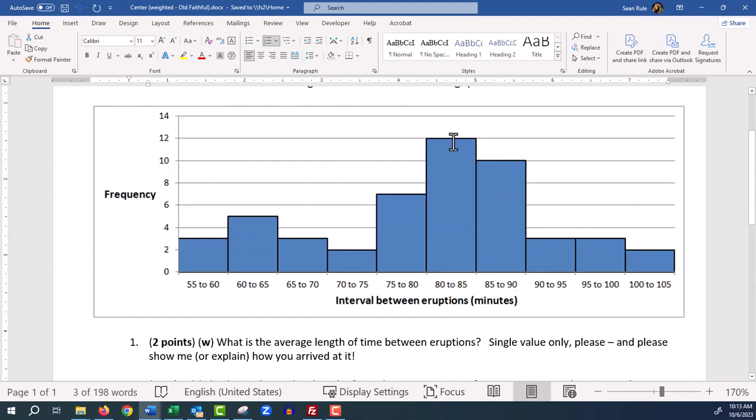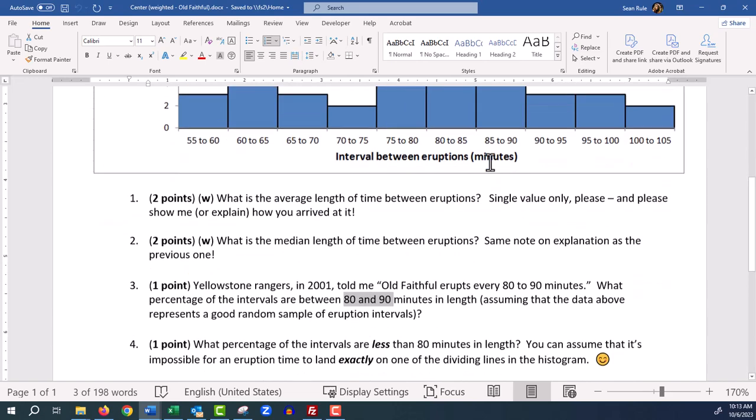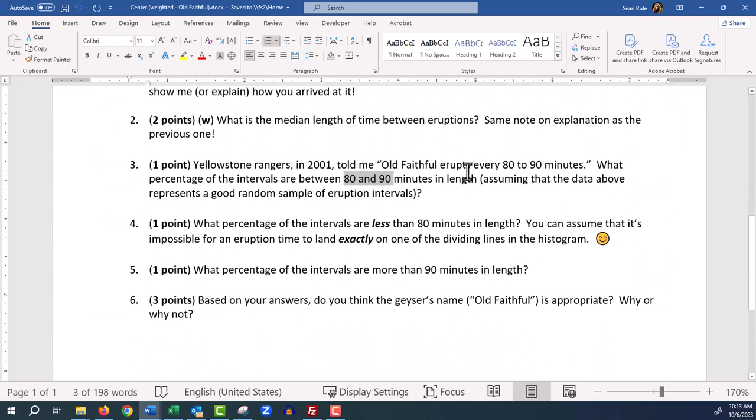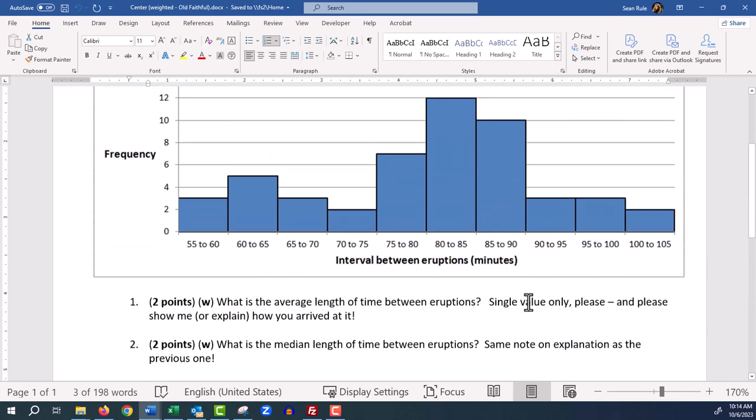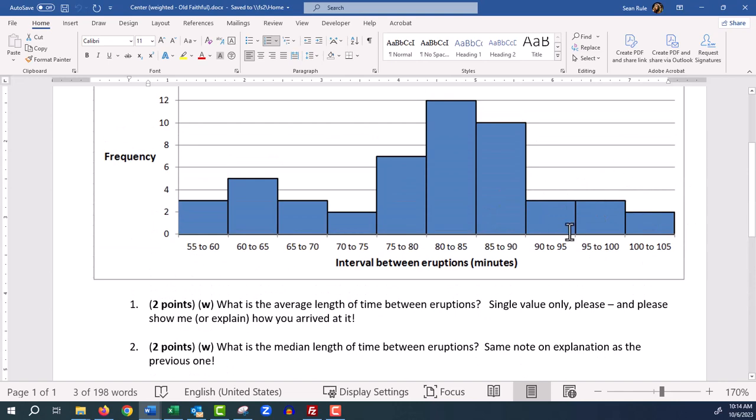80 to 90, 12 of them plus 10 more. That's 22 out of 40. No, I just lied to you. 22 out of 50, which is 44%. So 44% are between 80 and 90. What percent are less than 80 minutes? That would be all of these. So that's 7 plus 2 is 9, plus 3 is 12, plus 5 is 17, plus 3 is 20. So 20 out of 50, that's 40%. So 40% is here, 44% is here. And yep, more than 90 would be the remaining 16%, which would be out here.